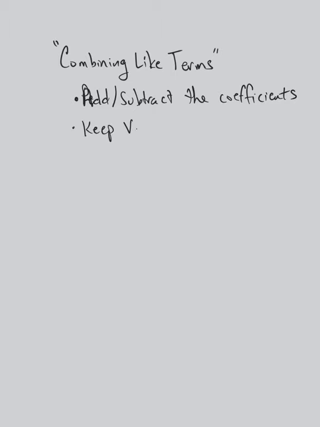So what's the big idea about noticing like terms is we can actually combine like terms. And what that phrase means is that you add or subtract the coefficients, but you keep the variable unchanged, and I'll explain why.